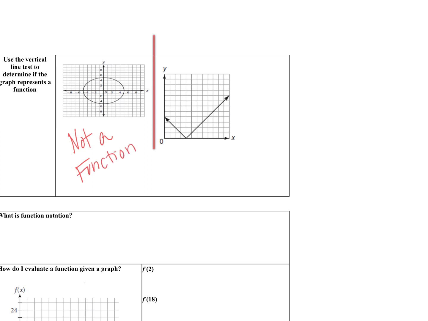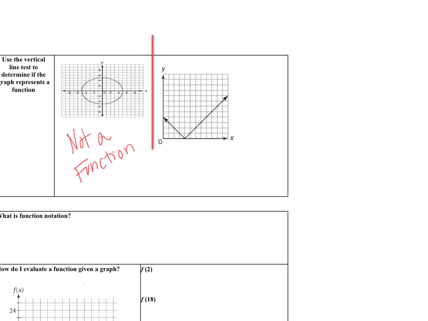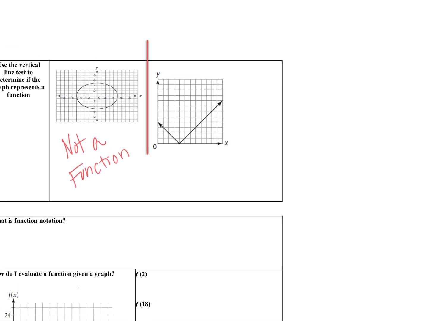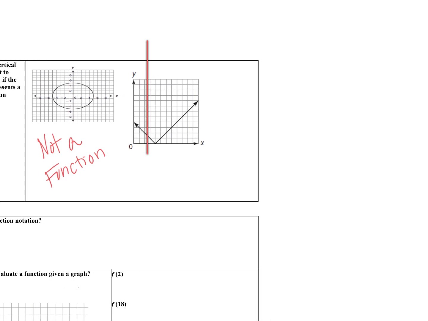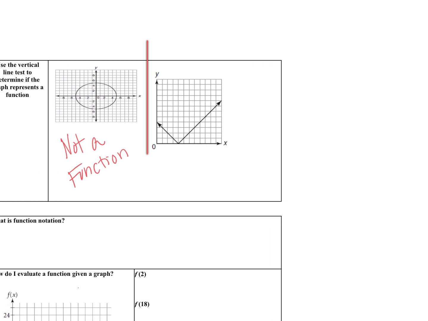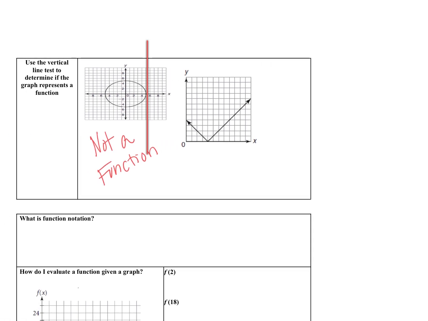Okay. If we do this here, we have our vertical line, and if we move this across the page, you can see that at any one point, our vertical line is hitting our graph just in one place. And so therefore, we do not have any repeats in the x value, and this is a function.